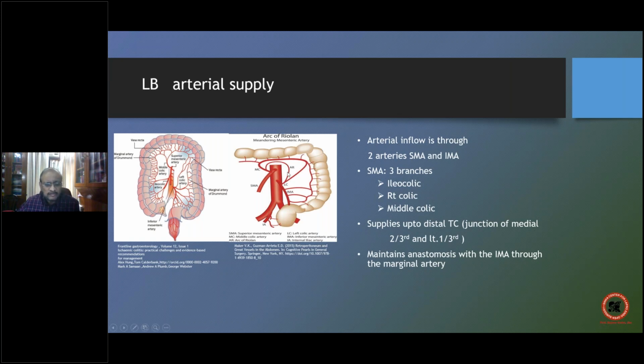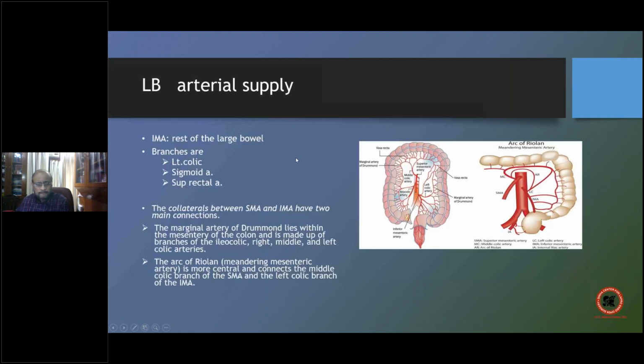So these are the supply and the junctional area. If you remember, last time also we specified that the junction is lying between the right 2/3 and the left 1/3. So that is the junctional area, the area where you've got an anastomotic point, which is also known as the Drummond's point, or the arterial arcade of Drummond or the marginal artery, and the anastomotic point is found out here.